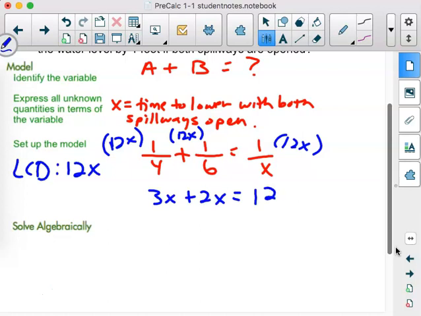And yeah, it seems a little too easy, but that's okay. I mean, we're going to get the right answer in the end. So it'll be 5x equals 12. Divide both sides by 5.